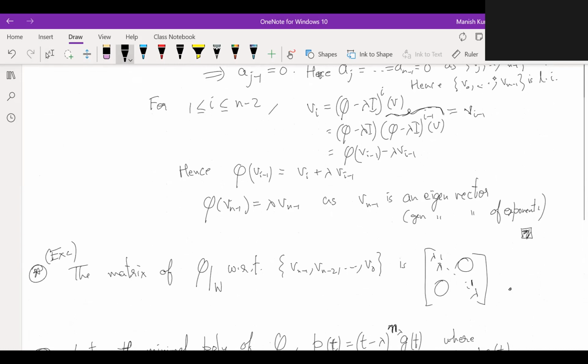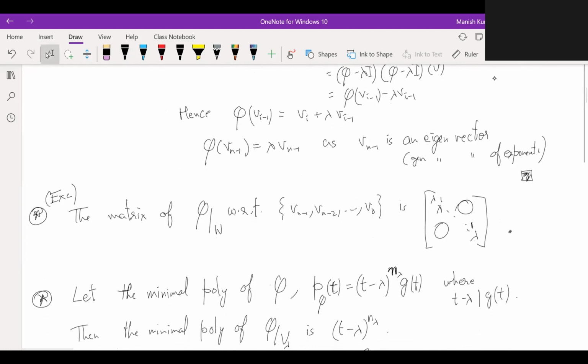Because Vn minus 1 is an eigenvector, the first column should be just lambda and then zeros. If you look at phi of Vn minus 2, it is Vn minus 1 plus lambda times Vn minus 2. So that is why you have 1 and lambda, and so on. So you can convince yourself that this is the matrix you will get if you write the basis in the reverse order.